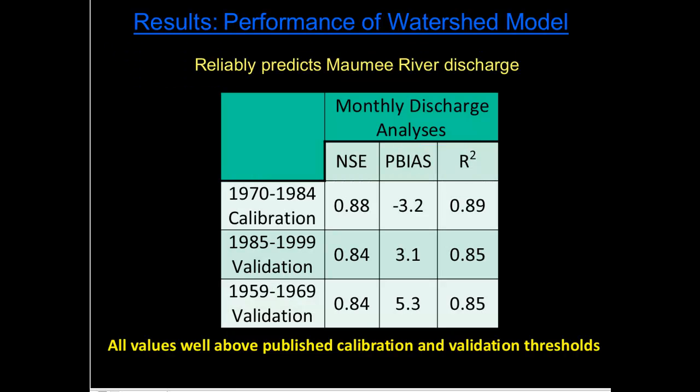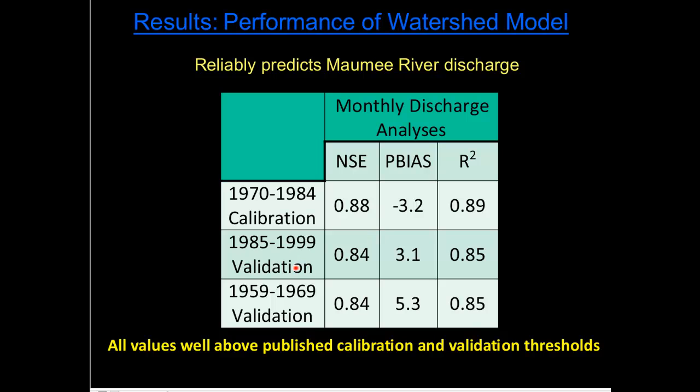So just to summarize this, not only did we look at 1970 to 1984 for a calibration, we also validated this from 1985 to 1999 and also looked at a period from 1959 to 1969. So for the calibration period, what that means is we went in and changed some of the coefficients of the model to get these results that show we had very good agreement between what happened historically between the model and the actual data.